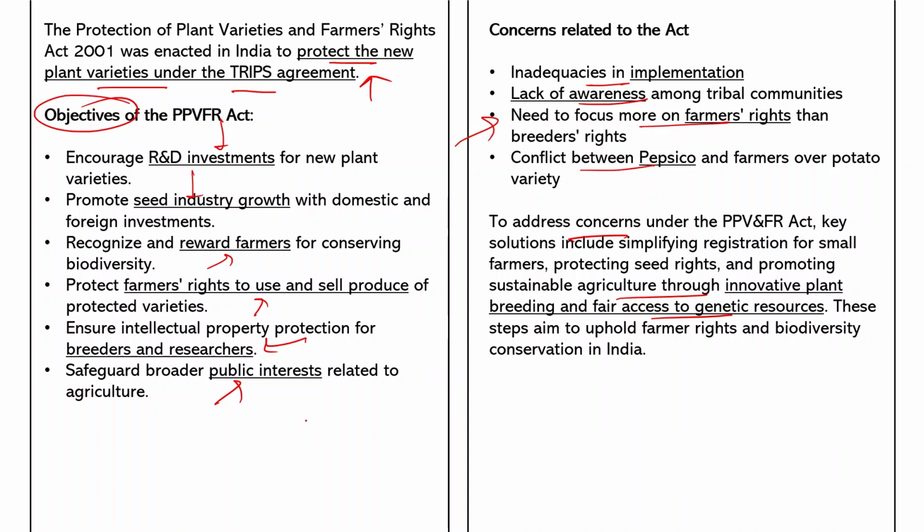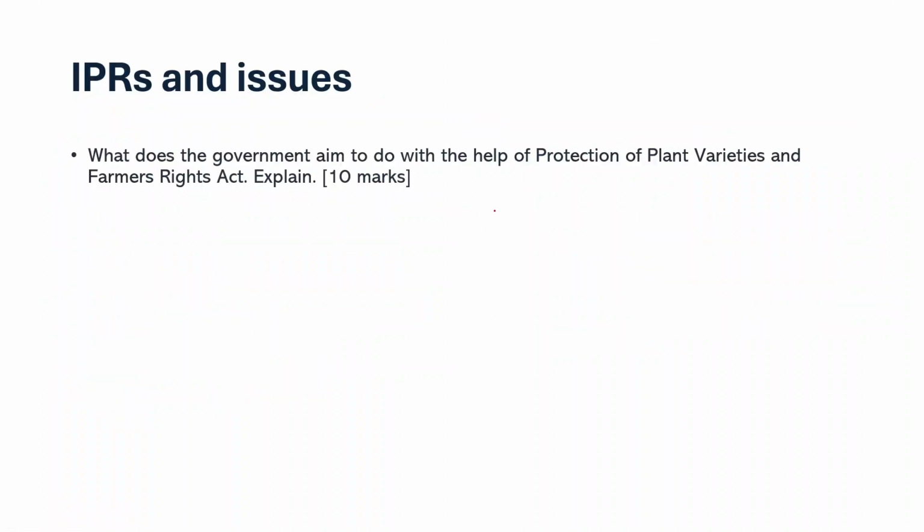Of course, the points can vary. You can write your own points, whichever you find suitable for the answer, right? But the structure should be the same. First you write about the objectives, and then you write about the concerns of the act, right?